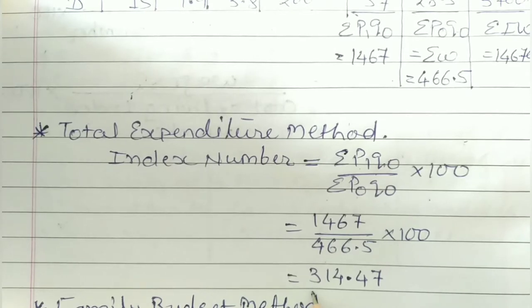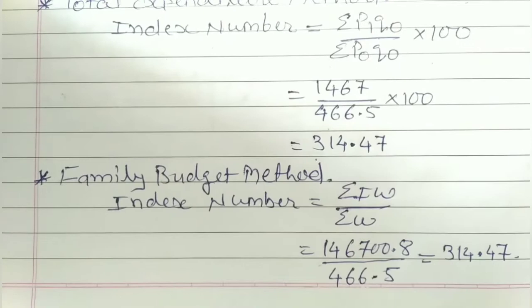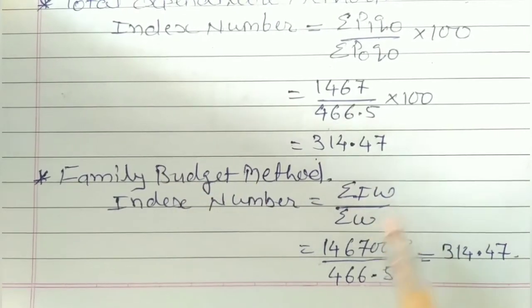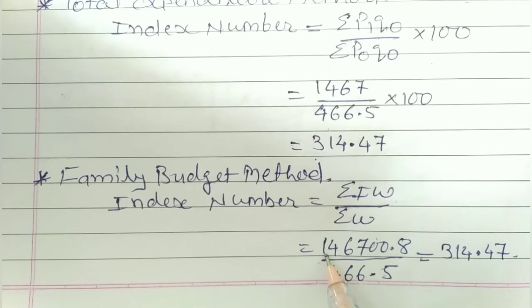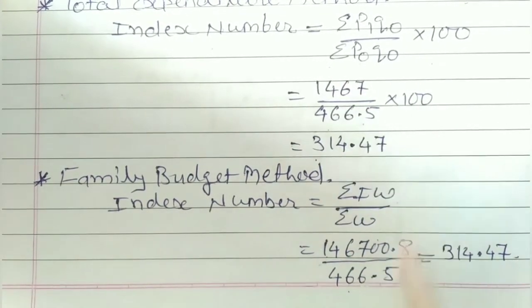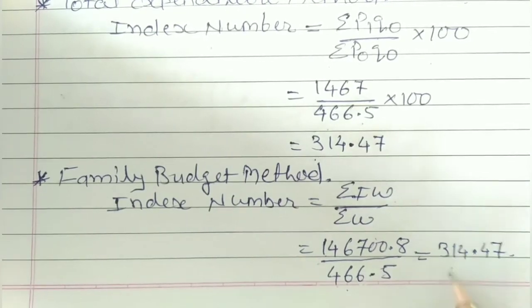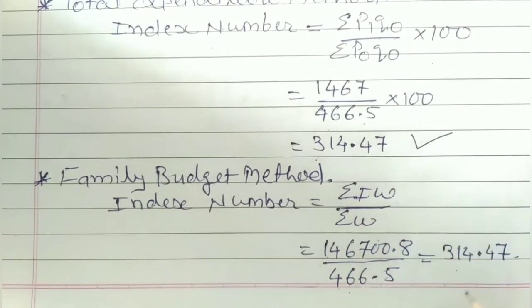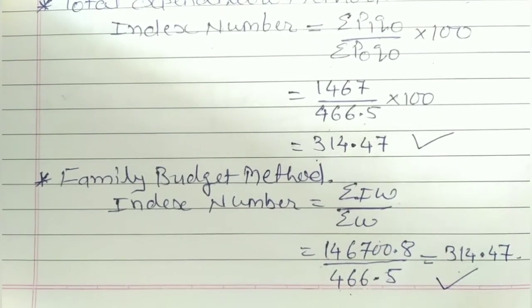You are also asked to find out by the family budget method. The formula for the family budget method is sigma IW upon sigma W. Sigma IW is 1,46,700.8 upon sigma W, that is sigma P0 Q0, 466.5. The answer comes to 314.47. Both ways, the index number comes out the same.